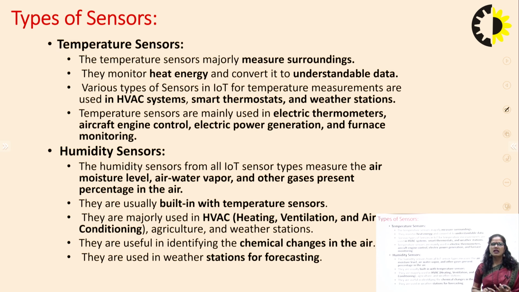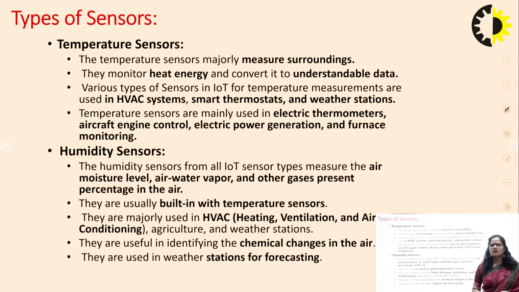Temperature sensors are mainly used in electric thermometers, aircraft engine controls, electric power generation, and furnace monitoring systems. So here are some key field areas where we use the temperature sensor. Next we will talk about the humidity sensor. The humidity sensors in IoT measure the air moisture level.